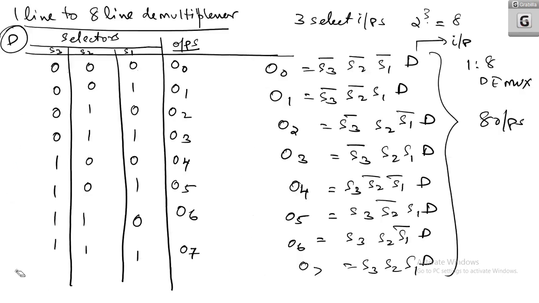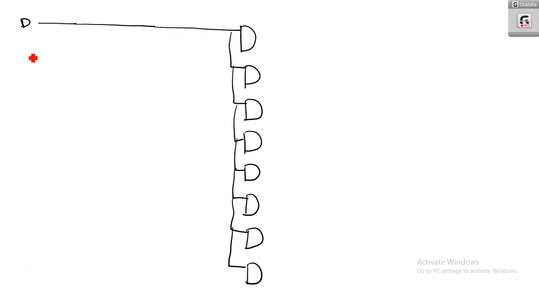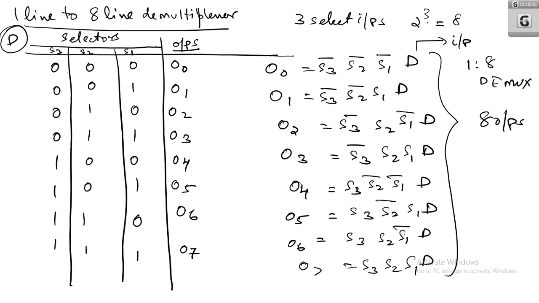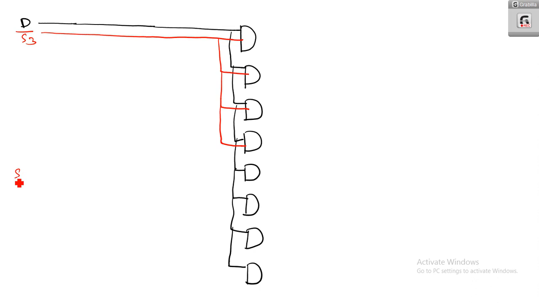What is the first element? S3. So S3 bar is there for the first 4, right? So you can write S3 bar. S3 bar is there for the first 4: 1, 2, 3, 4. Now come to S3. S3 is for the next 4. I'll do it with a different color. This is S3. S3 is there for the next 4: 1, 2, 3, 4. So I have drawn S3 bar and S3.